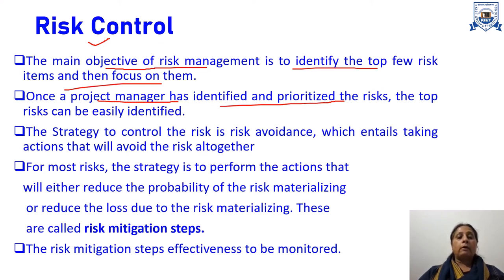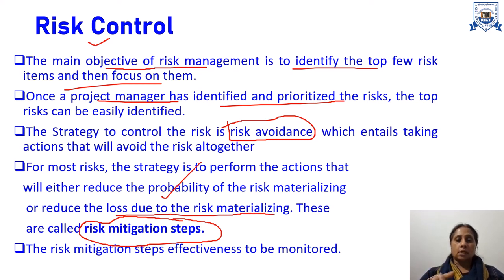To control the risk. A good strategy to control the risk is risk avoidance, to avoid the risk so that it will not occur. In that case, we have to follow some risk mitigation strategy. This risk mitigation strategy either reduces the probability of the risk materializing or reduces the loss due to the risk materializing. Either the probability of the risk occurring or the loss due to this particular risk will be reduced.